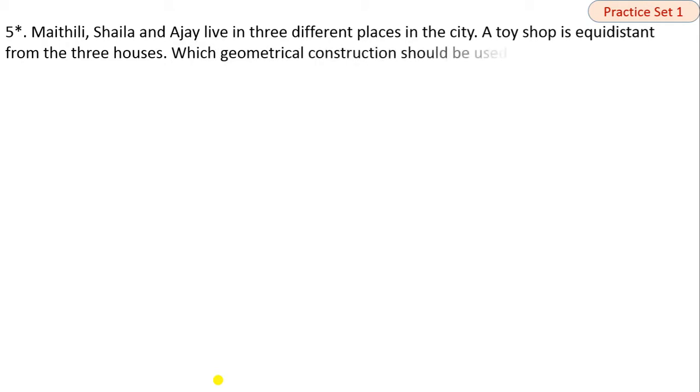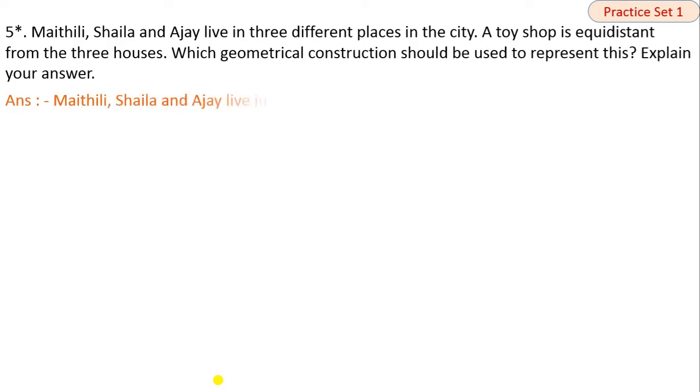Question number 5 is here. Maithili, Shaila and Ajay live in three different places in the city. A toy shop is equidistant from the three houses. Which geometrical construction should be used to show this? Explain your answer. Here, Maithili, Shaila and Ajay live in three different places in the city.